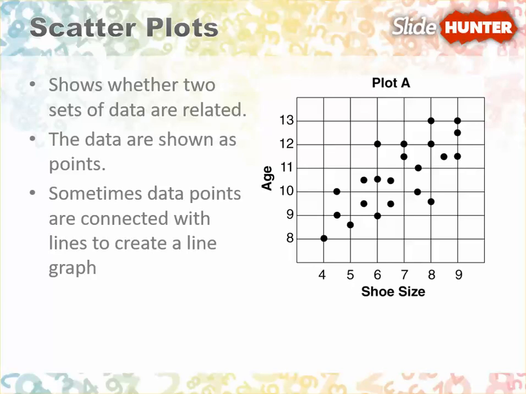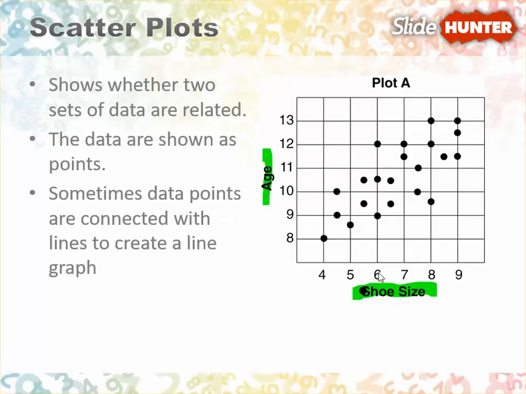So shown here is an example of a scatter plot, and you'll notice it relates two things. It's looking for a relationship between shoe size and age. So we label those. Shoe size is the x-axis or the horizontal axis. Age is the y-axis or the vertical axis.